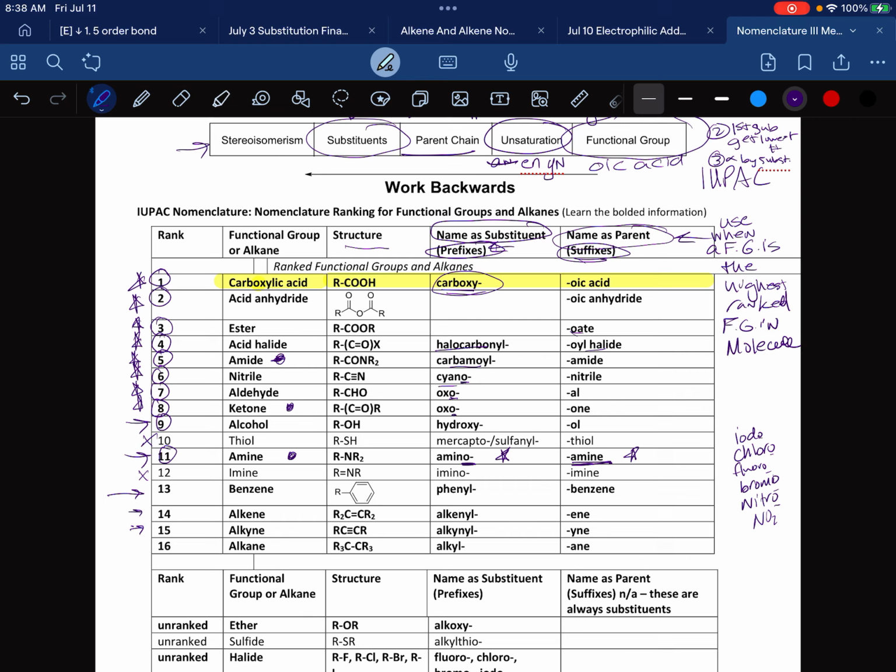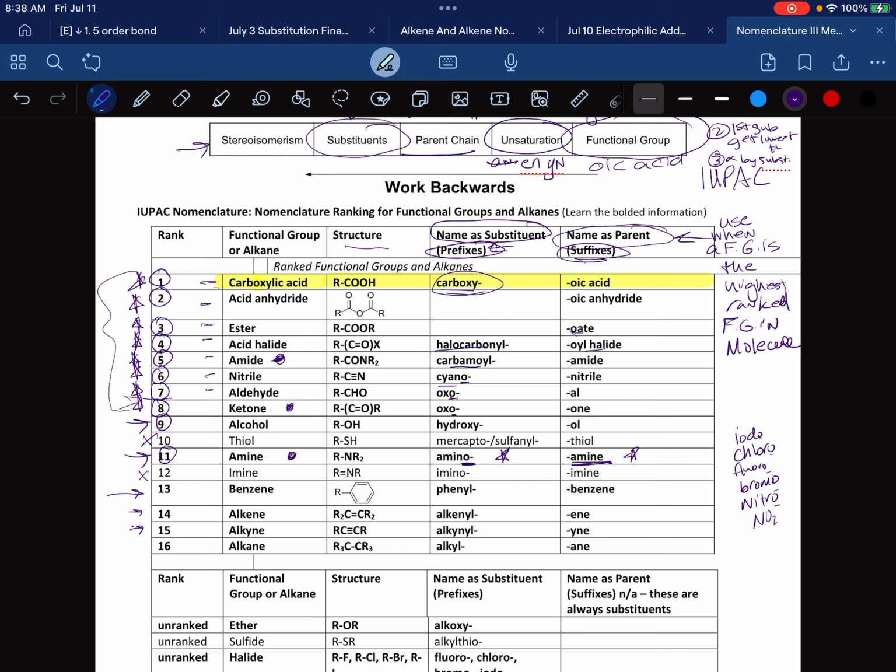One thing I want to point out here is that the carboxylic acids, acid anhydride, esters, acid halide, amide, nitrile, and aldehyde all have to come at the end of the chain just by the nature of their functional group setup. We're always going to have that at the end of the chain. And so that's part of why these would be the higher ranked functional groups. And then once you get into ketone, of course, that's similar to aldehyde, but it's in the middle of the chain. Then we have alcohols, and we have amines.